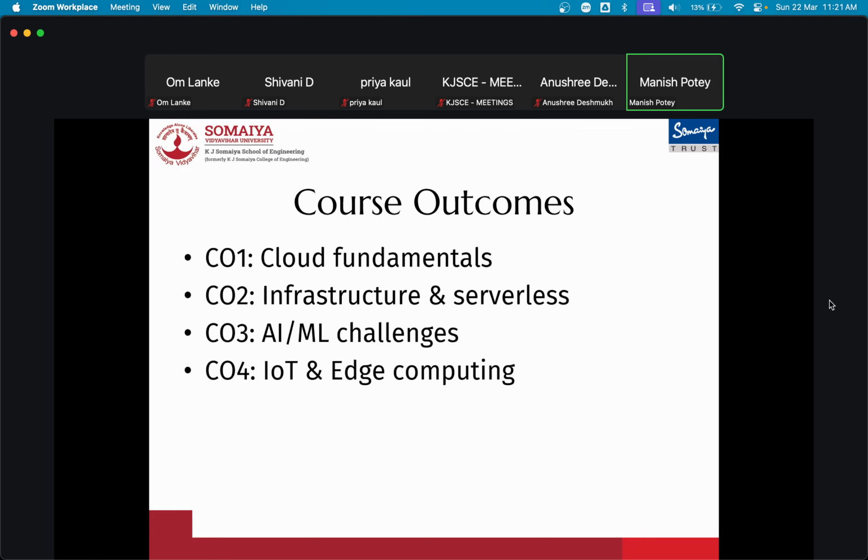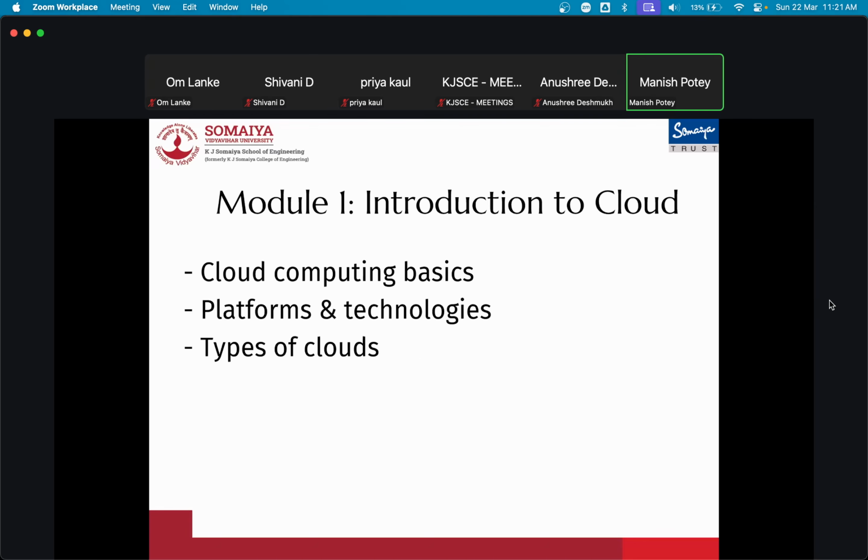Then the course outcomes are the cloud fundamentals, the infrastructure and serverless programming that we will learn here, AI/ML challenges, and IoT and edge computing, as aligned with the course objectives.